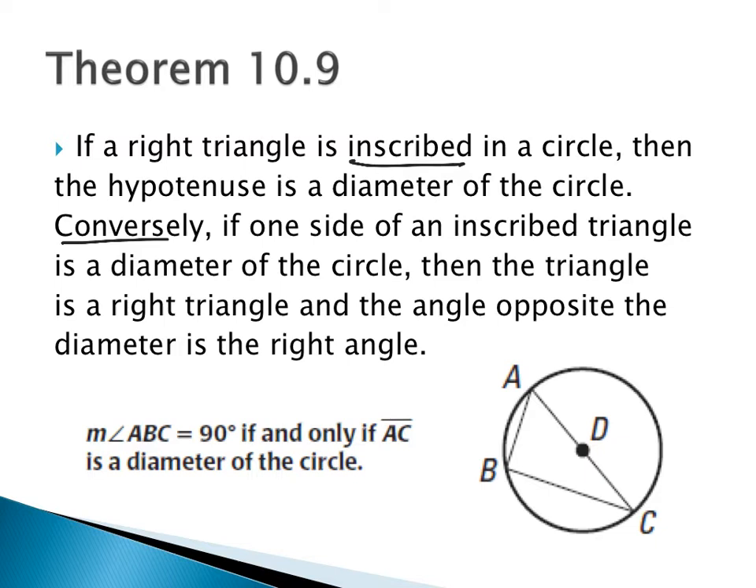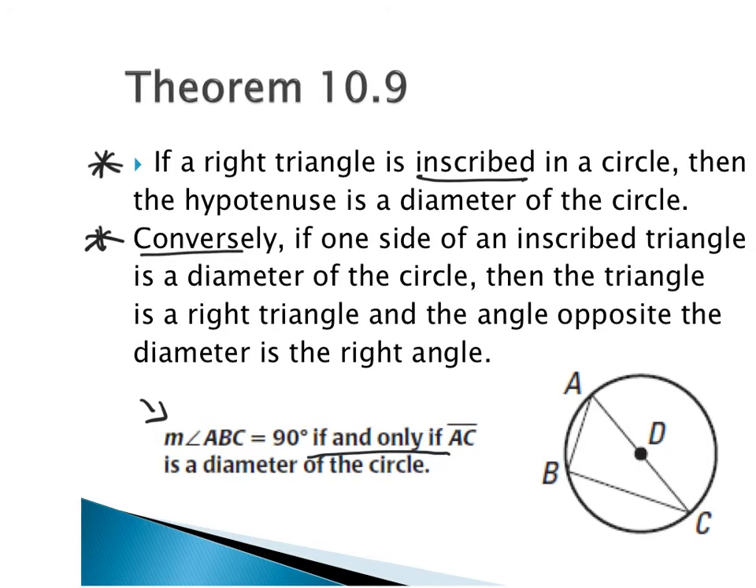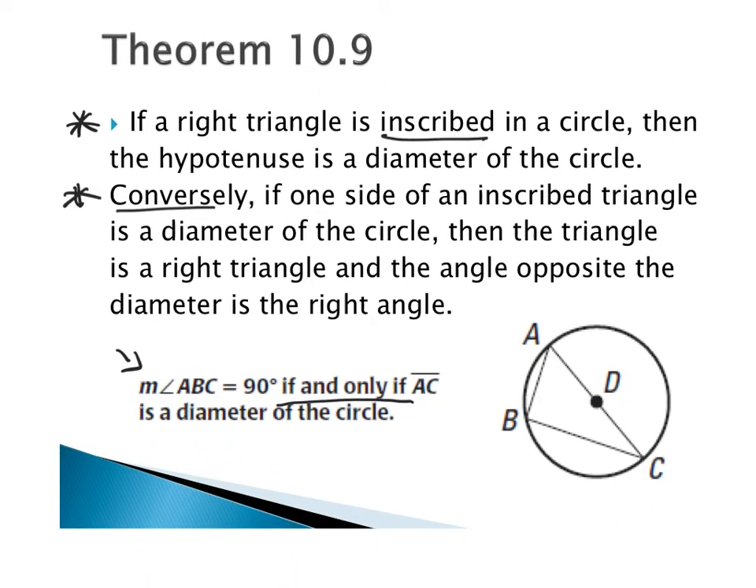Notice when they've written it down here, they're using the words if and only if. This is why they're first giving us the theorem and its converse, because we could say it either way because of the words if and only if. If you notice in your picture here, we have a diameter. So we can see that we have a semicircle arc. This would be 180, making this half of that 180, which would make it 90 degrees.